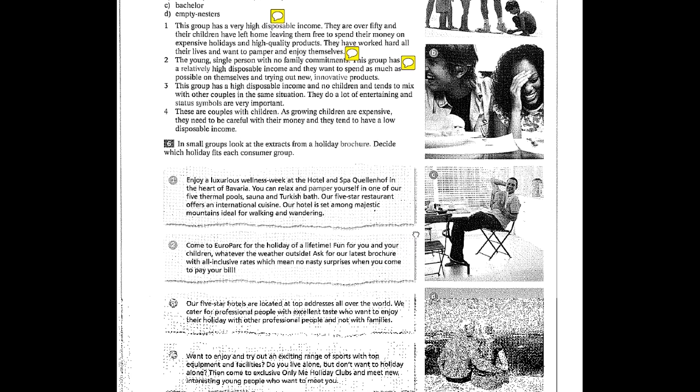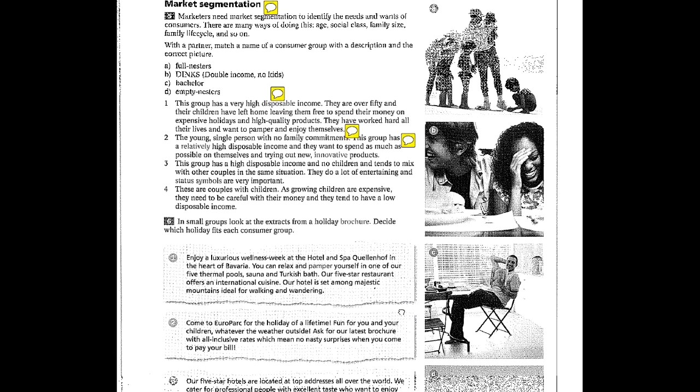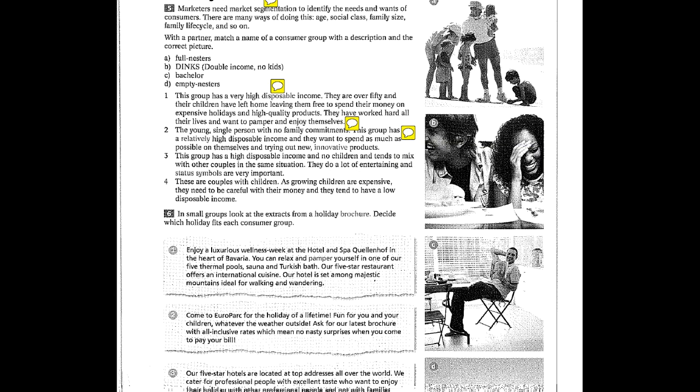Let's continue with exercise number 6. I forgot to tell you that at number 5 you also have to match the groups with the pictures. Okay, so here you see picture A, a lot of children, so you match it with number 4, couples with children, growing children are expensive. Okay, picture B, students, bachelors. You have to match them with number 2 here, and all the rest.